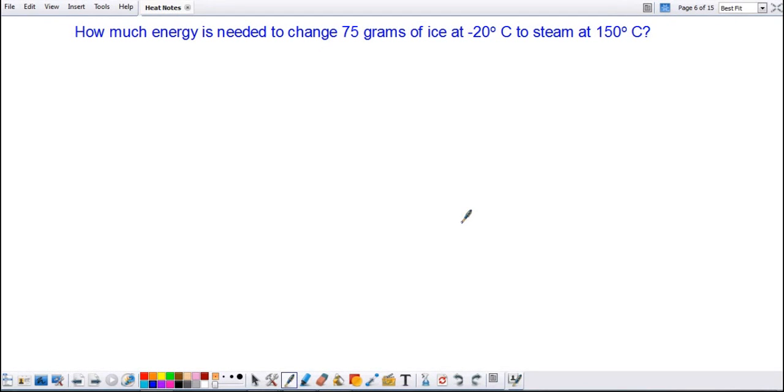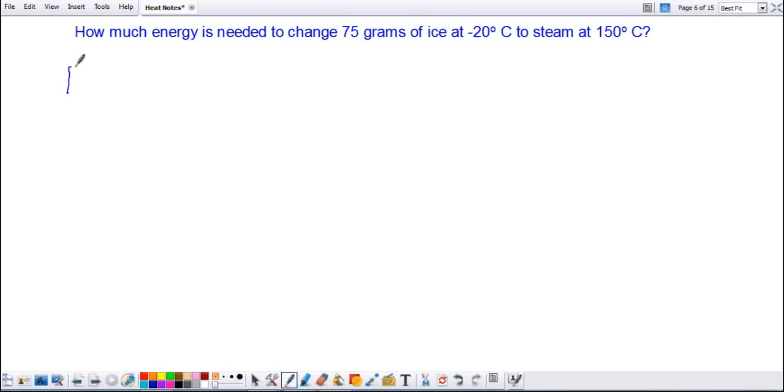How much energy is needed to change 75 grams of ice at -20 degrees Celsius to steam at 150 degrees Celsius? A common mistake here is for students to simply go ahead and use the equation for calorimetry because there's a temperature change. However, that would be a mistake, because not only is there a temperature change, there are two phase changes. So let's go ahead and look at the entire process.